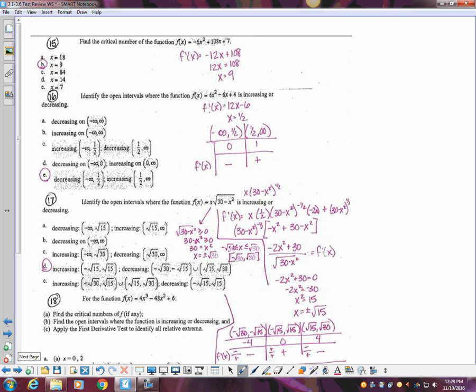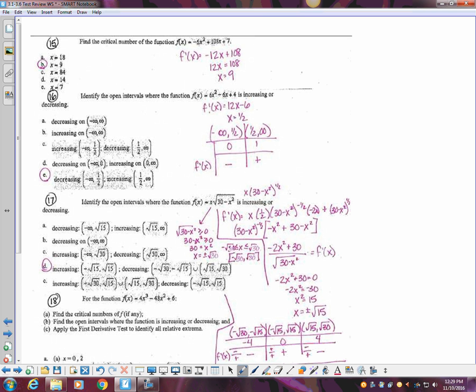Number 15, find the critical numbers. Set the derivative equal to 0 and solve it. I don't have an interval, so I'm not going to get a critical number from endpoints of an interval. Just take the derivative, set it equal to 0, and solve it. Easy.